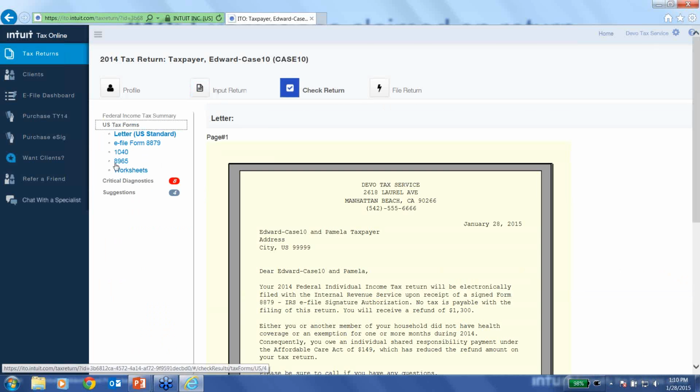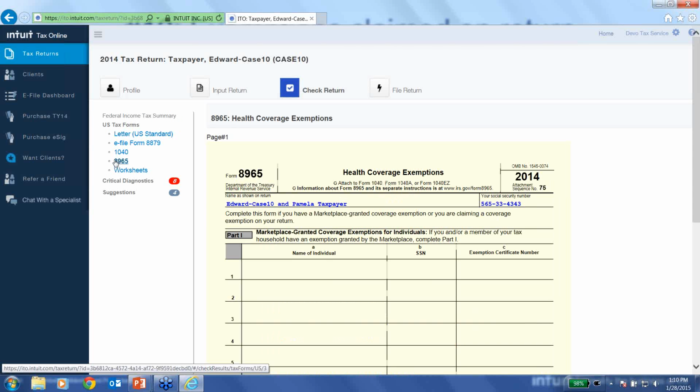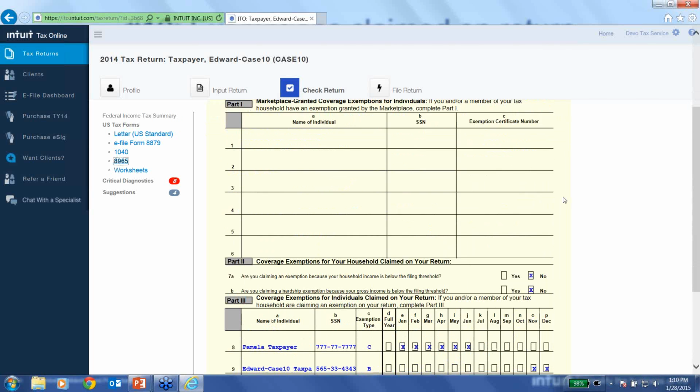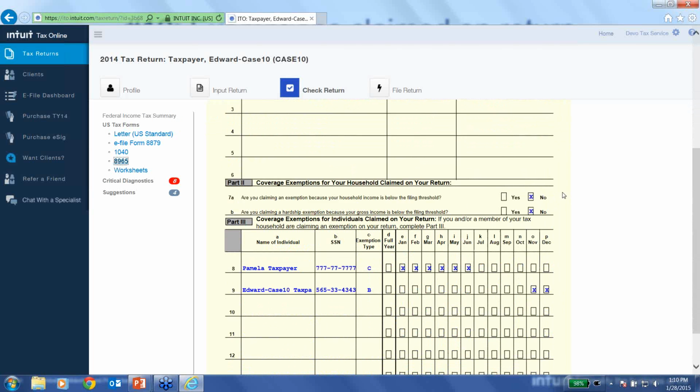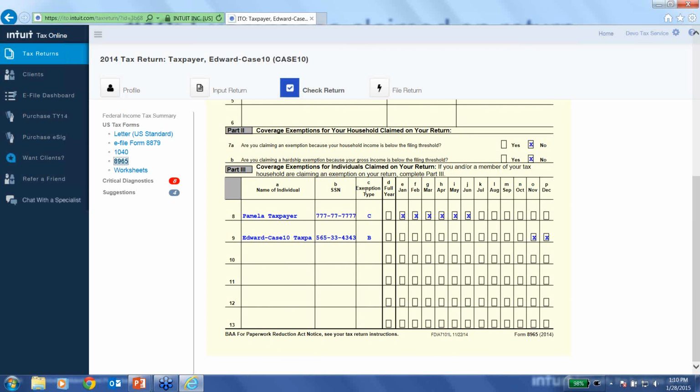Go to the tax return, click on 8965. Nothing in Part 1, nothing in Part 2. And we have Edward had a short coverage gap, November and December. He had coverage for the rest of the year. Pamela had exemption C from the pick list, January through June.